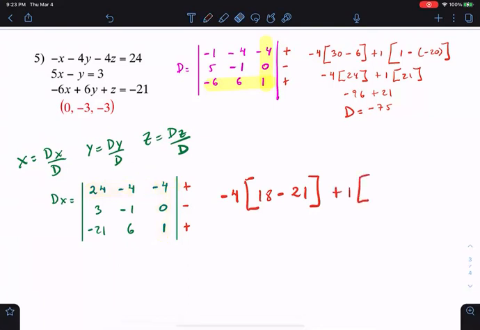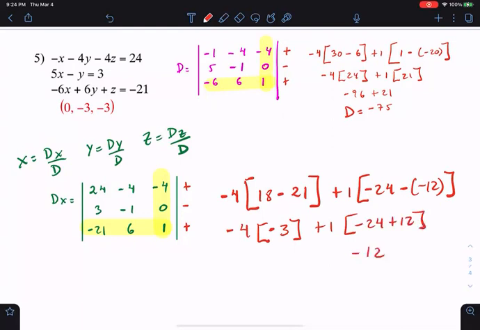So I need to change this. Plus 1, it means this thing, right? So I need to compute that one more time. So I can do 24 times -1 is -24, minus 3 times -4 is -12. So that means that this is going to turn, or you can just put it like this better. So now let's compute. So this is -4, this is -3, plus 1, -24, plus 12. This is -12, and -12 times 1 is just -12.